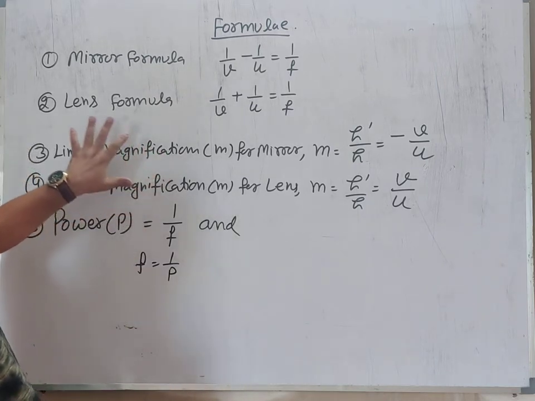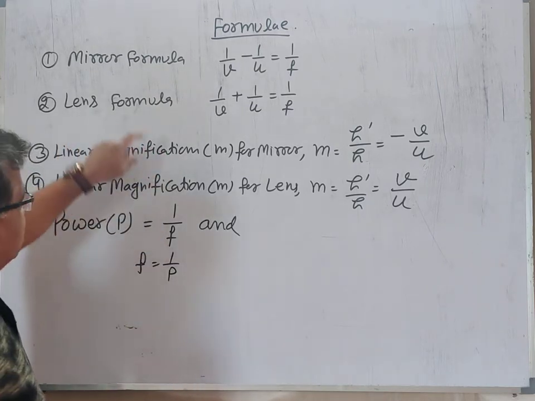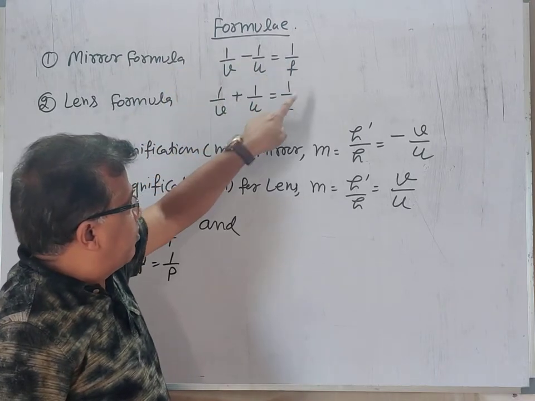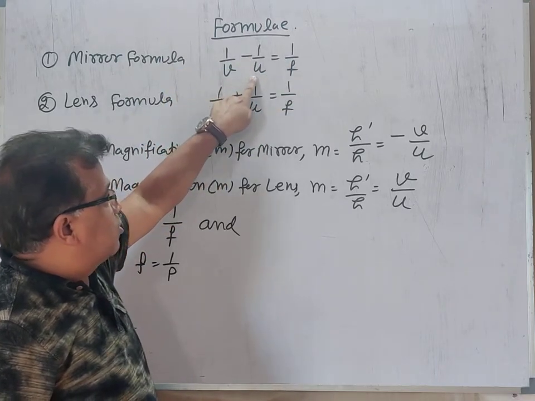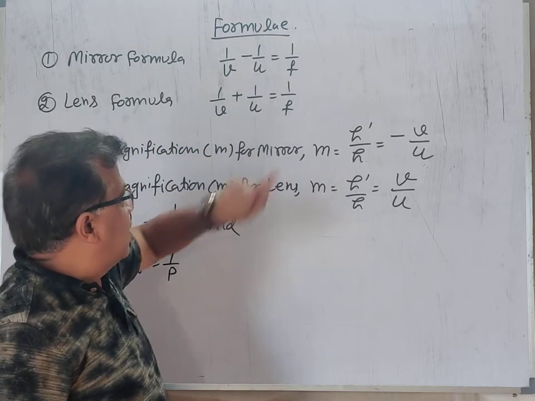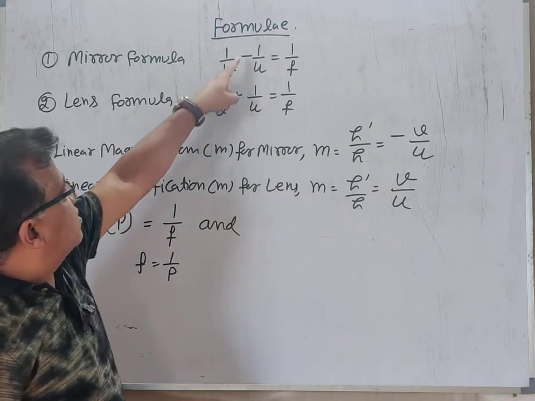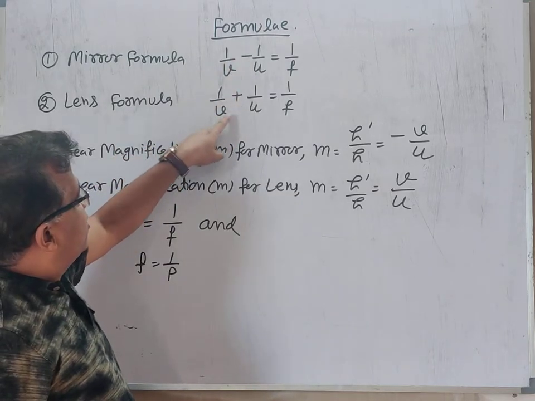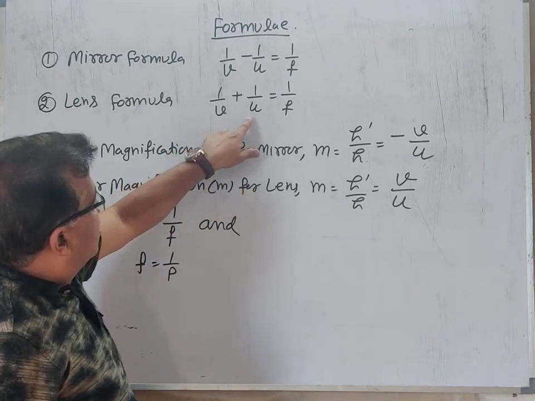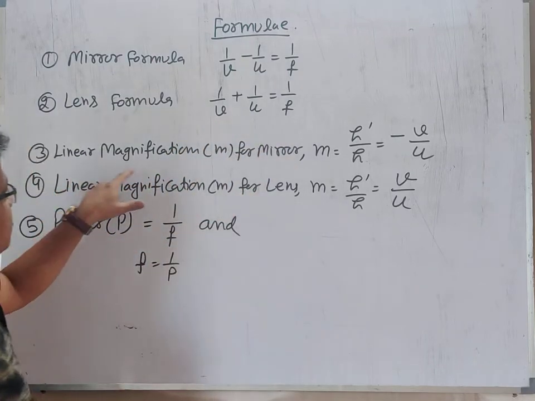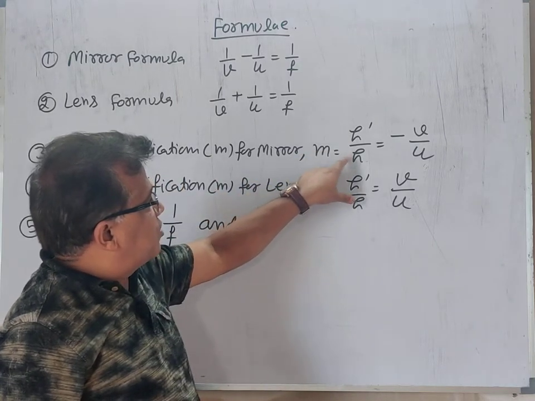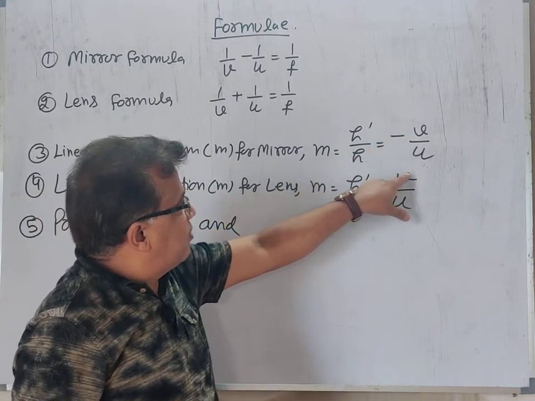There is no need for more explanation because we have already studied the mirror formula. 1 by v minus 1 by u is equal to 1 by f. u is object distance, v is image distance, f is focal length. In the lens formula, these signs are changed. 1 by v plus 1 by u is equal to 1 by f, where again the meaning is the same. And linear magnification, m is equal to h dash by h is equal to minus v by u.